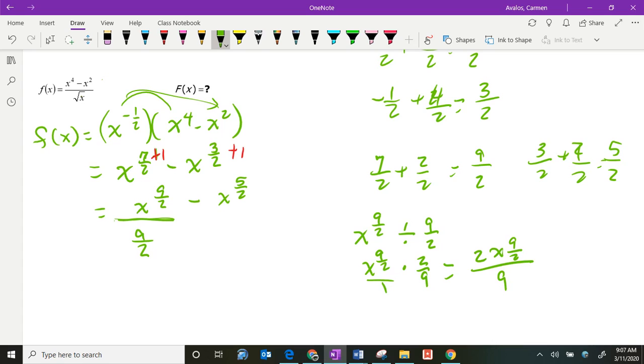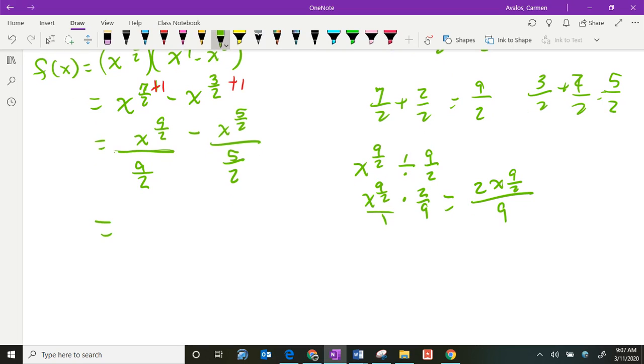So a better way to write this, and this is also 5/2, right? So a better way to write this is always going to be, if you have that, the reciprocal. So it's 2x to the 9/2 over 9 minus 2x to the 5/2 over 5. And that there is your antiderivative.